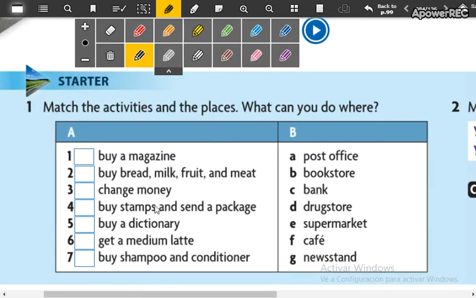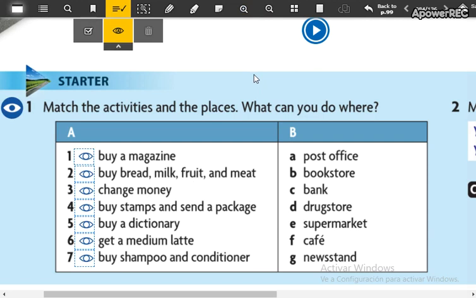we are going to match the activities and the places. What can you do and where? Buy a magazine. Where can you buy a magazine? So you write the letters here according to the places. They are the places. Drugstore, por si acaso, es farmacia. Okay? So match the places and the activities. Make a pause, hagan una pausa, y luego chequemos.